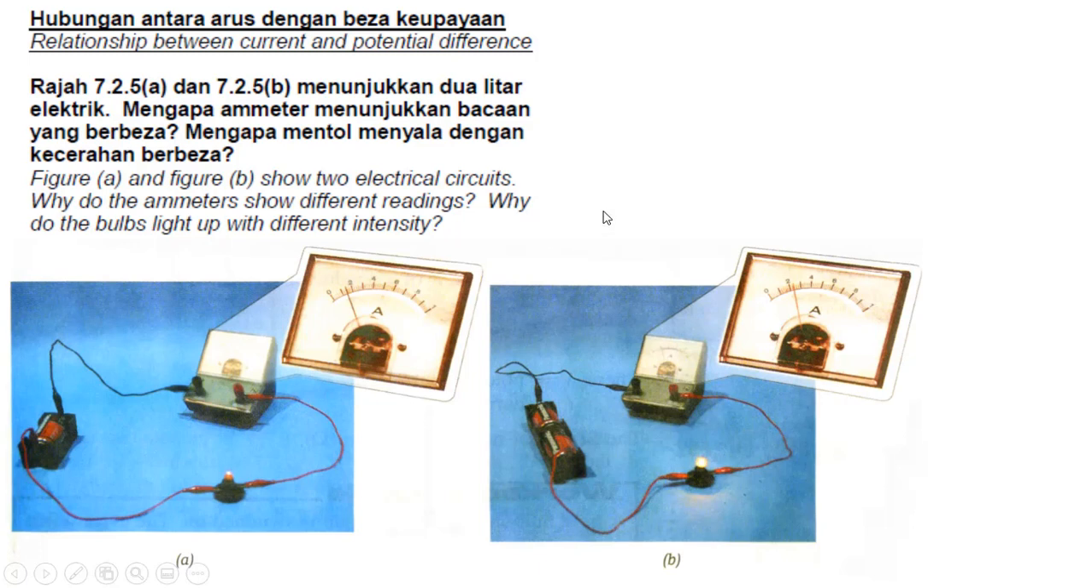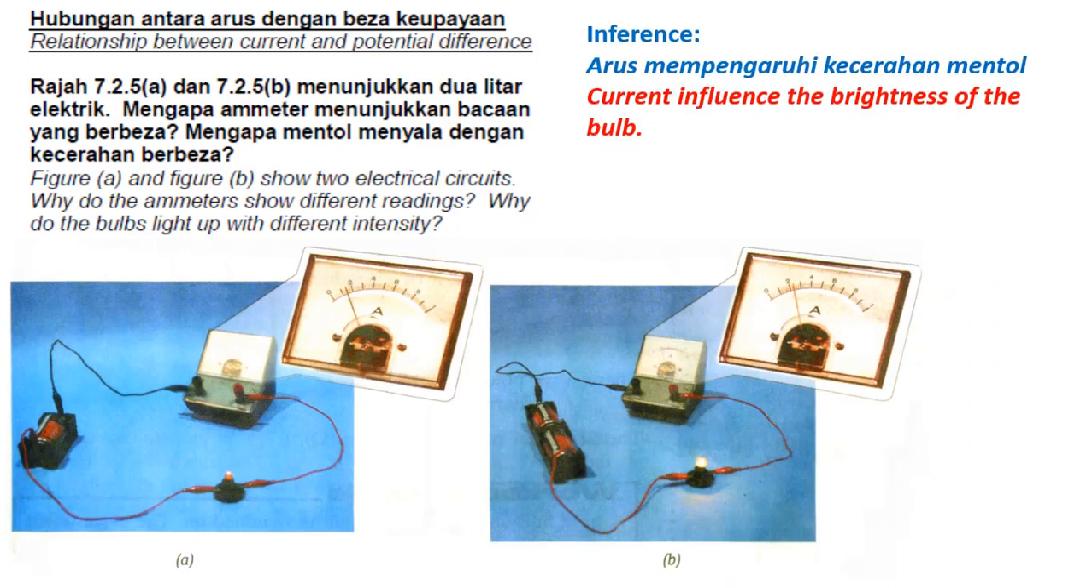Okay. So the question is, why does the ammeter show different readings? Why do the bulbs light up with different intensity? So we are going to have one inference: current influences the brightness of the bulb.